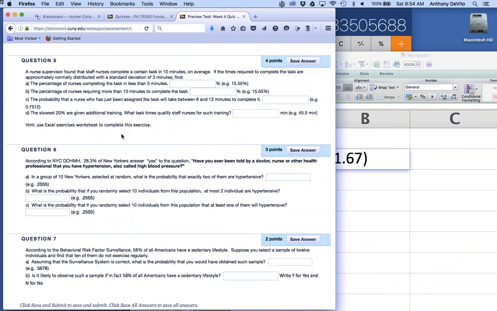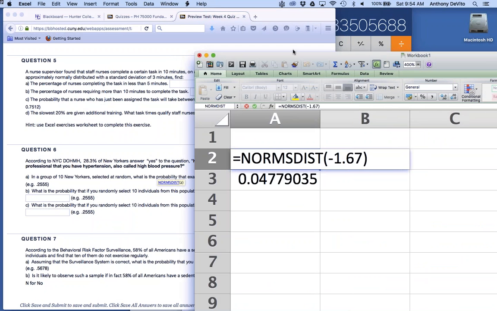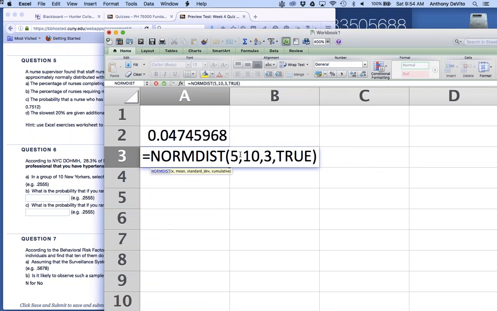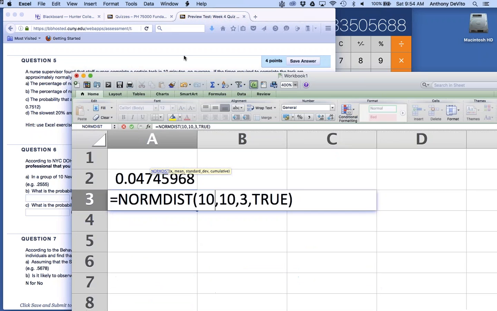Okay, let's see. What percentage of nurses require more than 10 minutes to complete the task? A couple of ways I could do this. I'll double click back in here, and this time I'm going to put 10. The mean is 10 minutes, and the standard deviation is 3. To be honest with you, it's pretty obvious, isn't it?